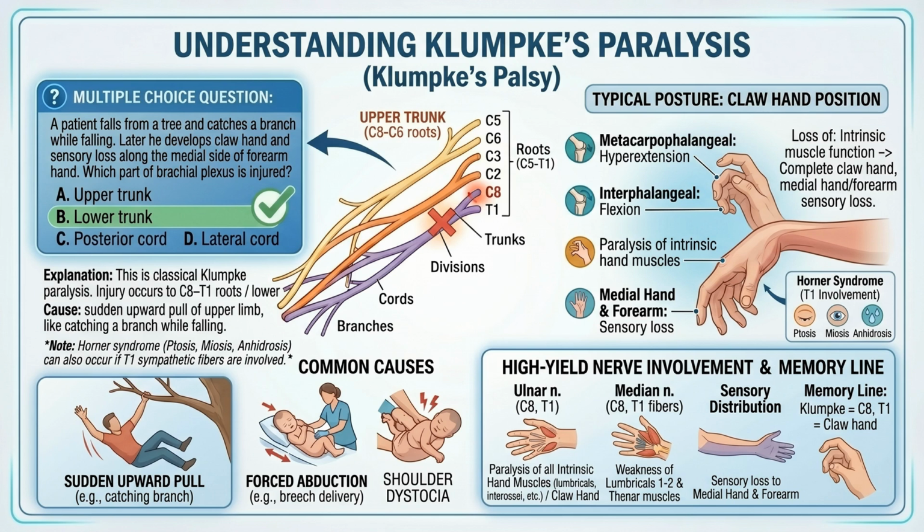So finally, for NEET PG, remember this very clearly. A patient with claw hand after sudden upward pull means Klumpke's palsy. Klumpke's palsy means C8 T1 injury. C8 T1 injury means lower trunk lesion. So the answer to this question is B, lower trunk.